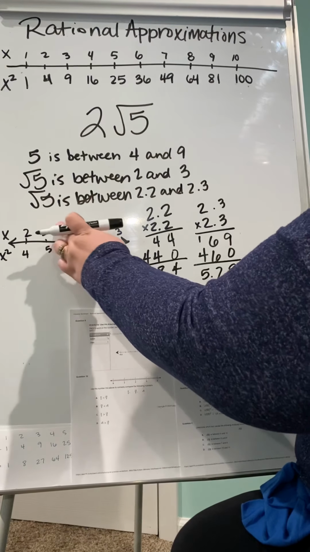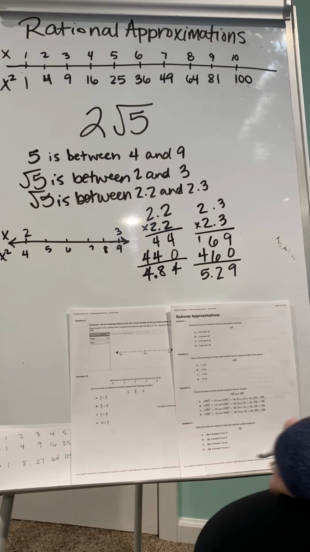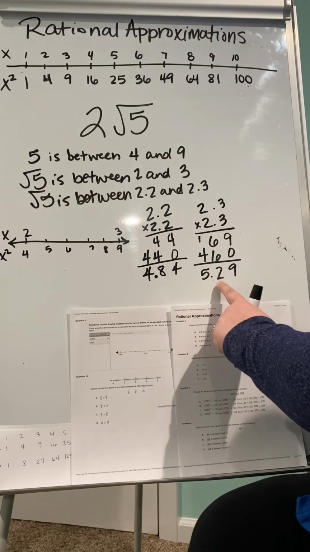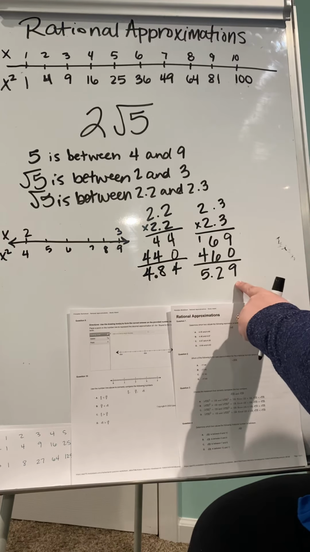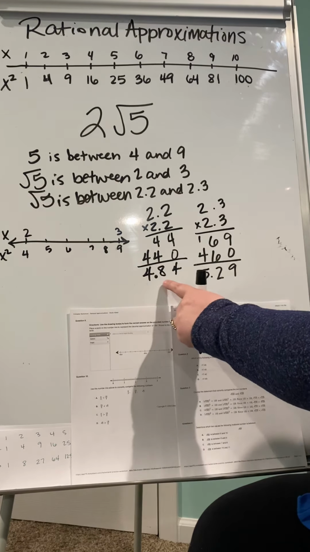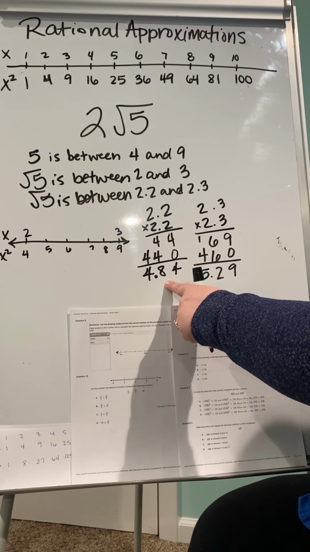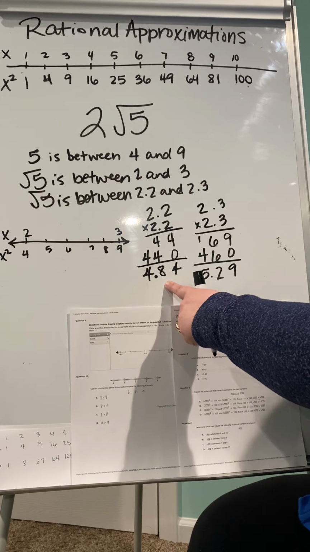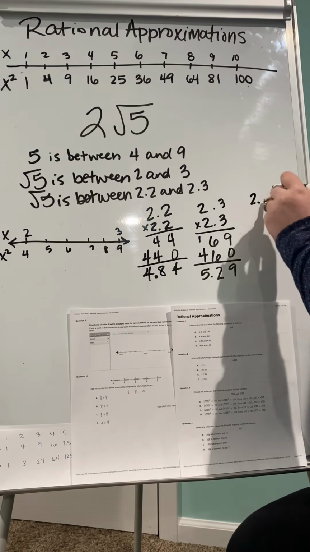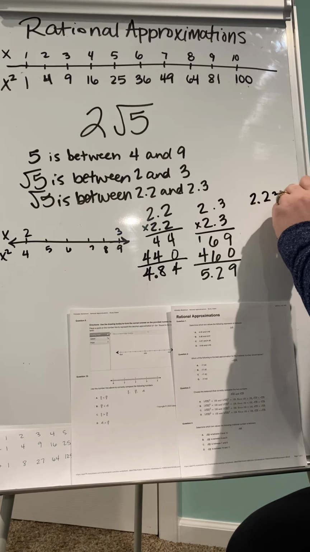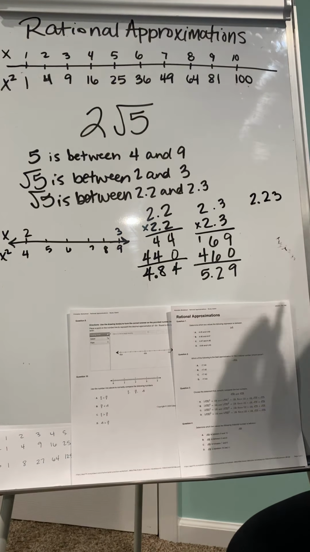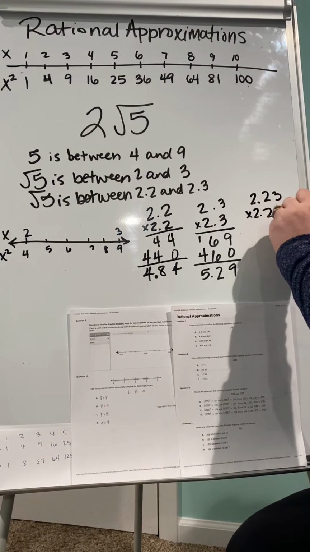So I'm going to erase this for a second because we don't know yet. It's about 0.16 off from 5 on the 2.2 one, and about 0.29 too much on the 2.3 one. The 2.2 answer was a little bit closer. So what that tells me is that my answer is probably going to be somewhere around 2.23. It's going to be closer to 2.2 than 2.3. So let's try that. 2.23.